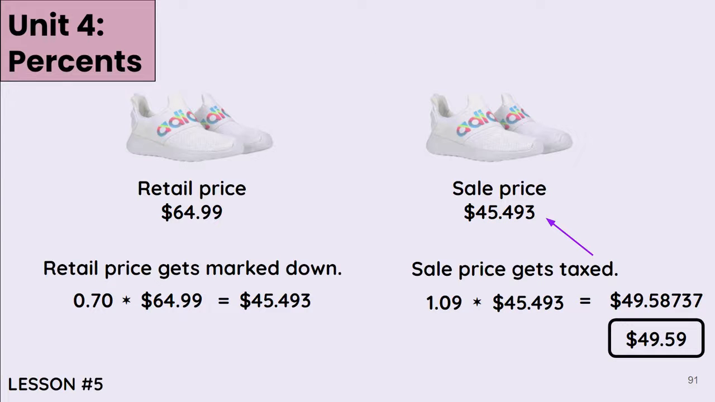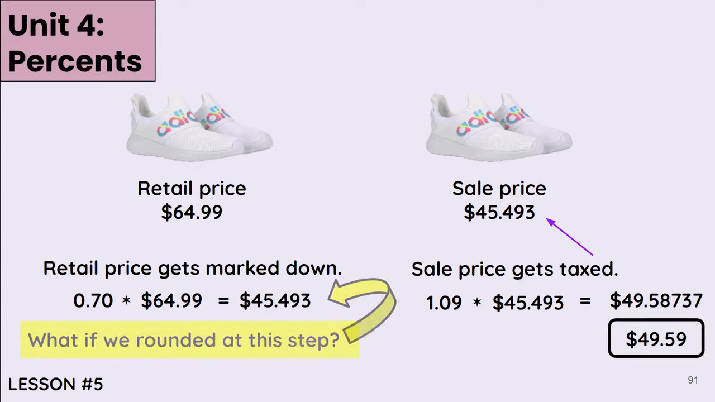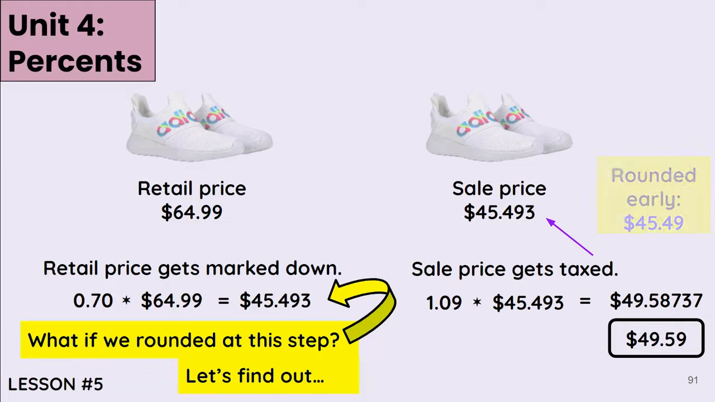Okay, on this slide, I have all the work that we just did, but I want to go over what would happen if we rounded at this step. Let's find out. If we rounded at this step midway through the problem too early, we would find that the sale price was $45.49. What if we taxed that amount? Would we get the right answer?